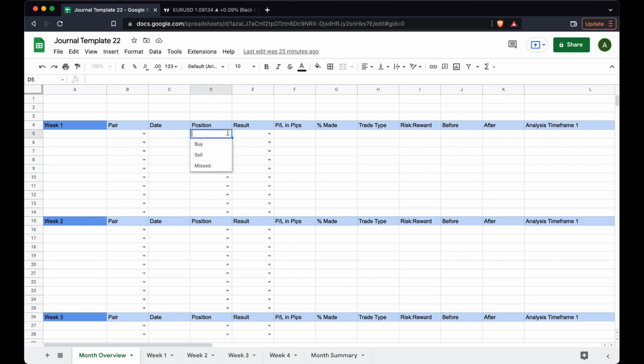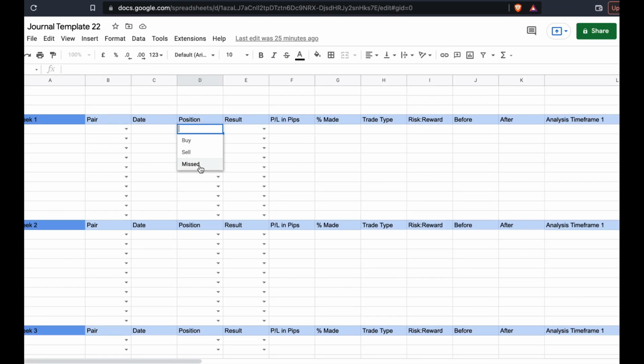Position. I've put 3 options here: a buy, a sell, and missed. These 2 are quite self-explanatory, but the third one is not. So why have I put missed here? Sometimes when you are trading in a trading week, you will miss a trade, and most people will miss the trade and not journal it. However, I think it's very important that a trade that you've missed, you should 100% journal.